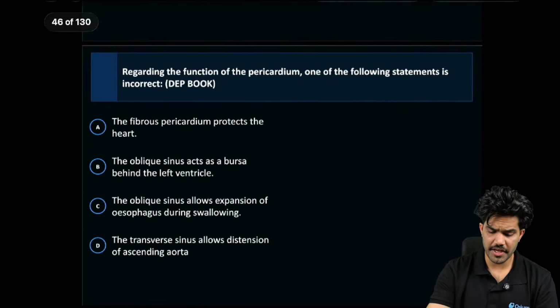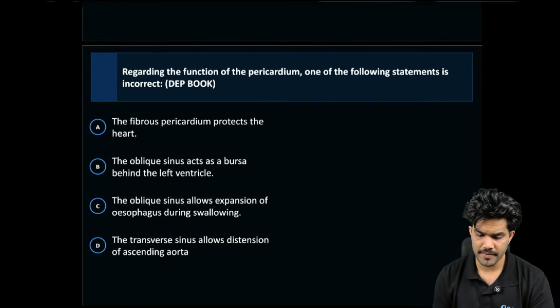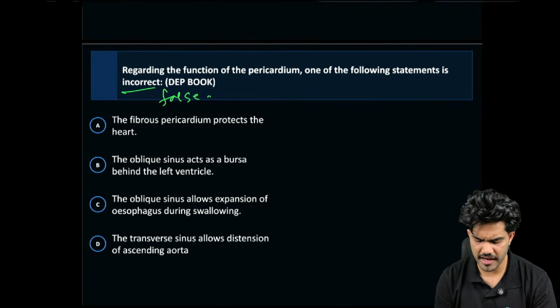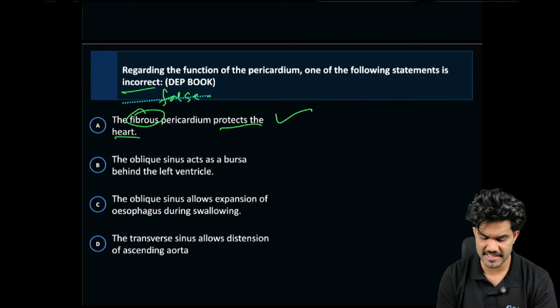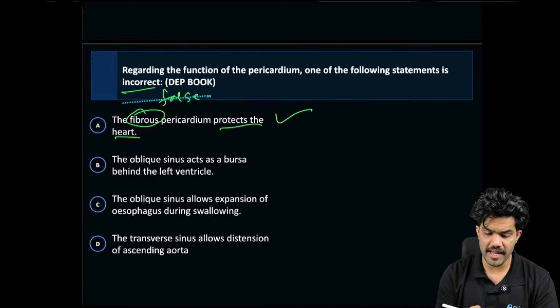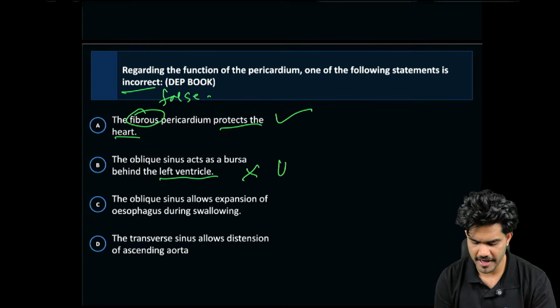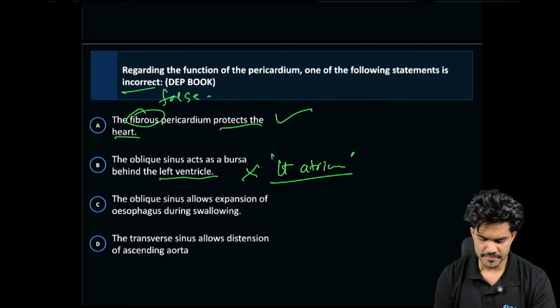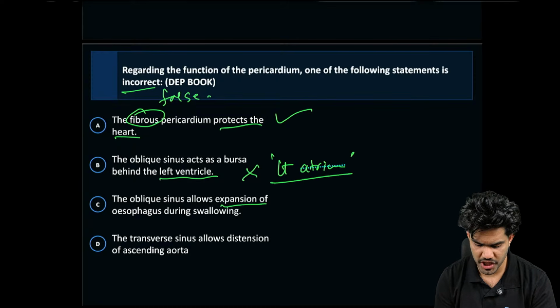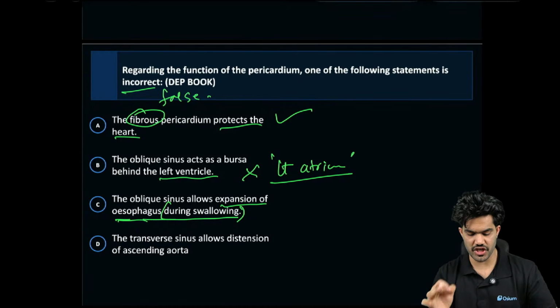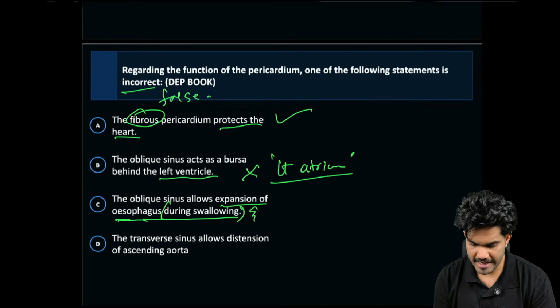Now, next question regarding the function of pericardium. One of the following statements is incorrect. See, also we have to find the false statement. Fibrous pericardium protects the heart. Yes, it's true. Fibrous means tense, so it should protect the heart. The oblique sinus acts as a bursa behind the left ventricle. No, wrong answer. Behind the left atrium. The oblique sinus allows expansion of the esophagus during swallowing. Yes. What extra function does it have? It allows the expansion of esophagus during swallowing, and it allows what? Descending aorta pulsation.